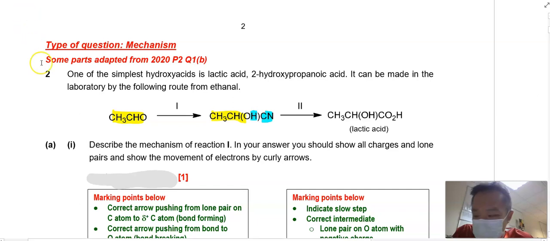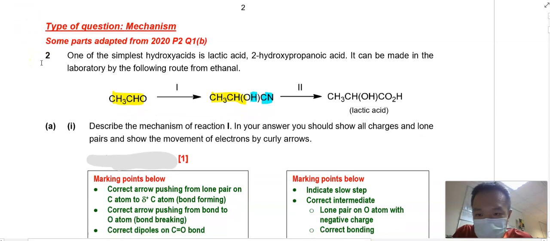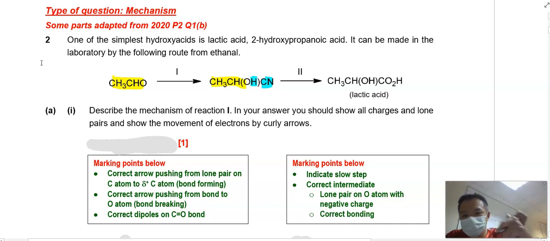Okay, moving on to question 2 of the Carbonyl tutorial. In question 2, we have an aldehyde, ethanal to be exact, a 2-carbon aldehyde, becoming lactic acid at the end of it.